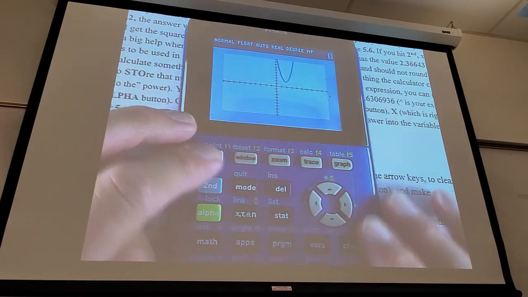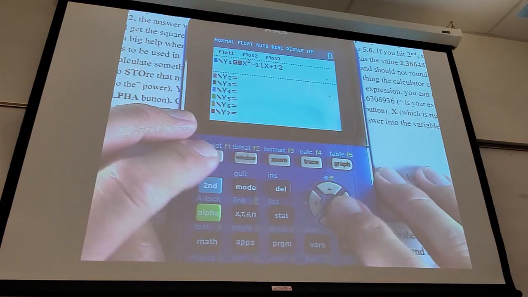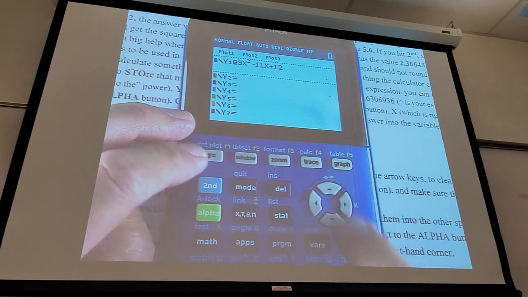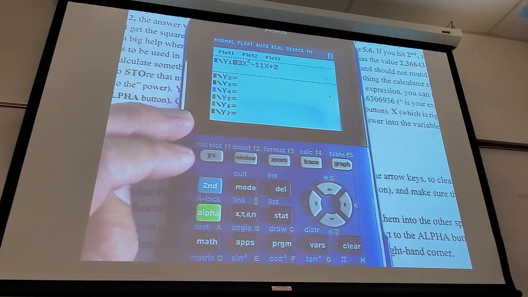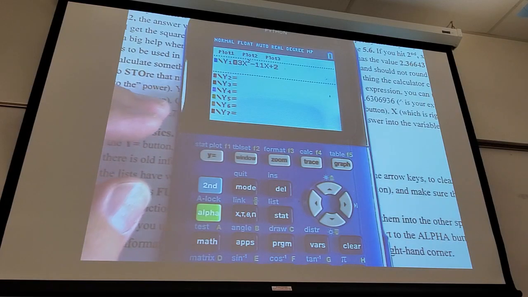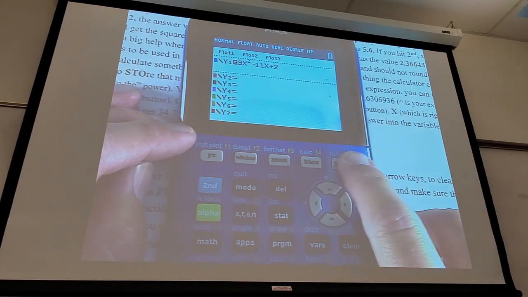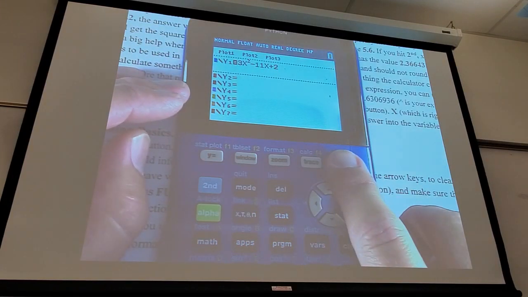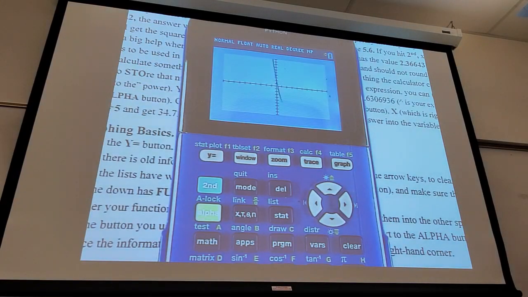Now let's go back. Go back to y equals. I need it to do something specific. So let's say, oh, it's not supposed to be a 12. It's supposed to be a 2. So I can hit delete and make it a 2. Right? We just made a mistake. It's supposed to be a 2. And then hit graph.